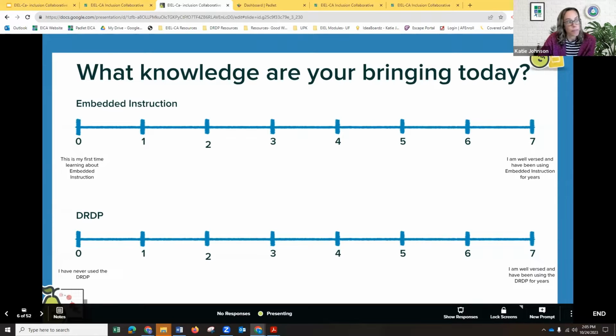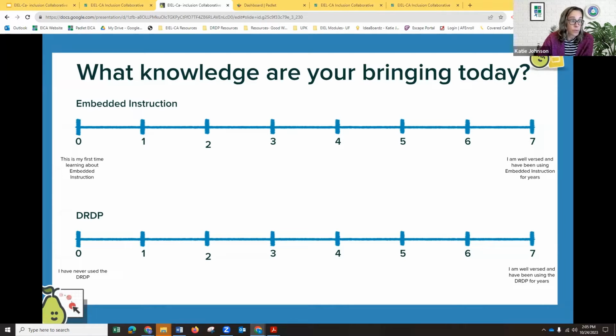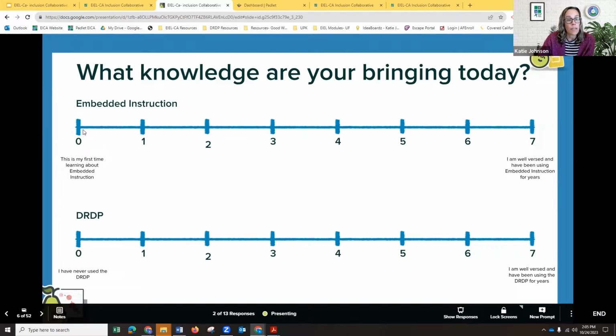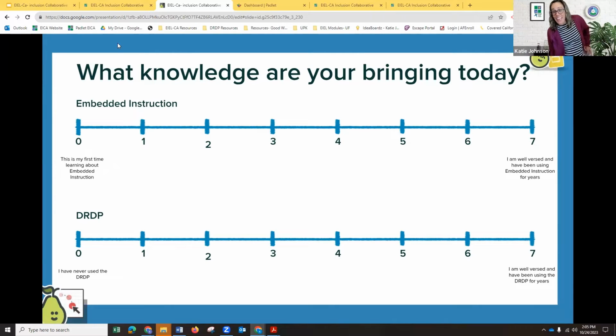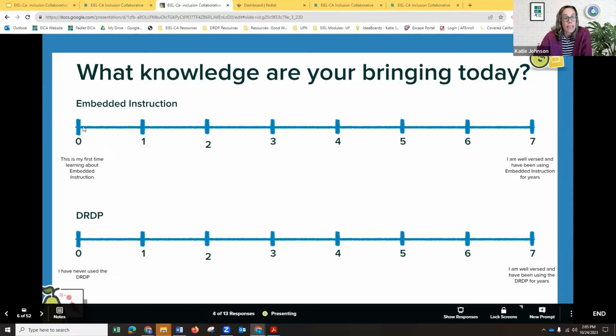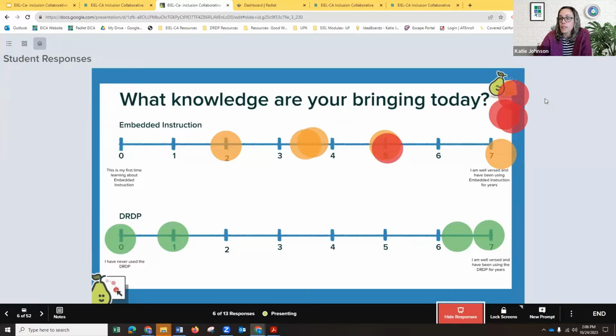Okay, for this one, you should have a few different dots. There's 3 dots, but we only need to use 2 of them. So feel free to select whatever 2 colors you would like to look at. What are you bringing today? What's your current knowledge? It's always great for me to know where my folks are at. So are you at a 0 in embedded instruction? Like, this is my first time here and I'm excited, but I don't know a lot about it. Versus are you a 7? Like, yes, I've been doing this. I'm feeling really great about embedded instruction. I know all about it. And then the same for the DRDP. Are you someone who has never used the DRDP and you're brand new to it? Or are you well-versed in the DRDP and been using it for years?